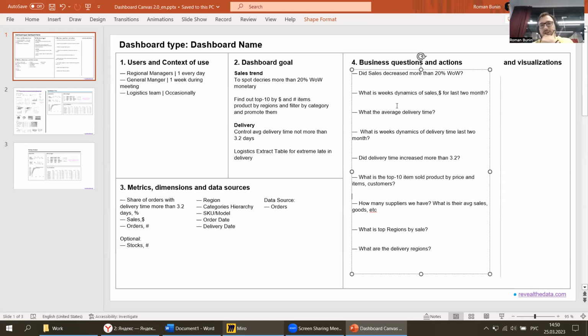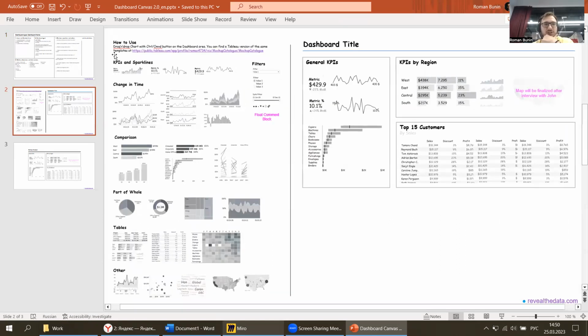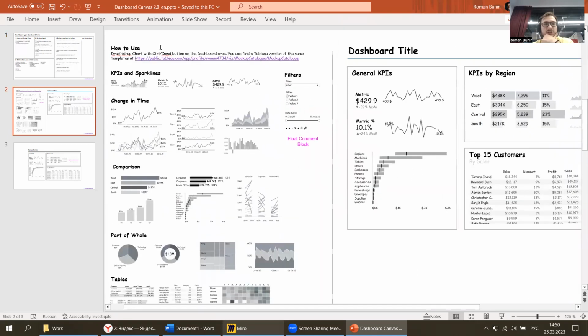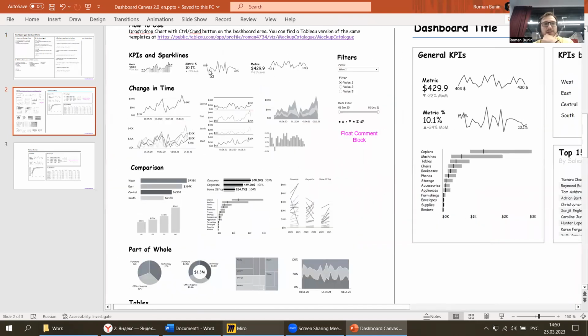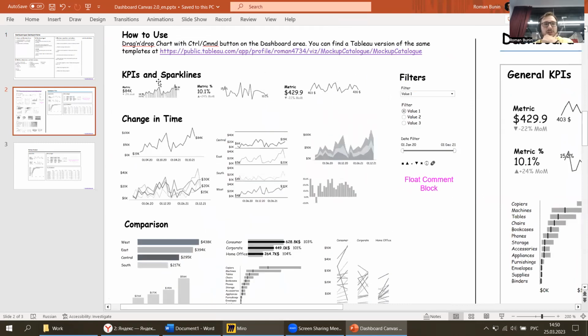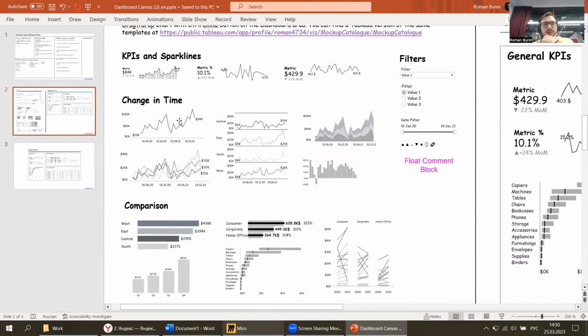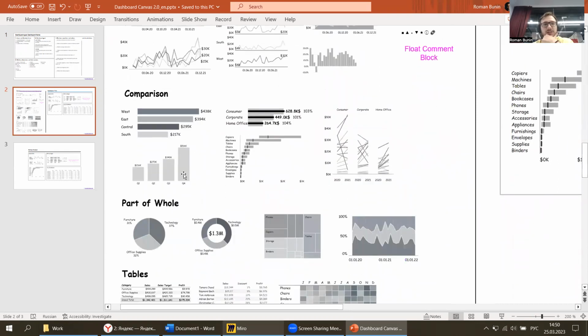Okay, so for each question, we should consider a visualization. So let's do it. What type of visualization would you consider? We have such types of visualization: KPIs and sparklines. KPIs are just the biggest numbers, with maybe a week-over-week change in time, and something like line charts, comparison.